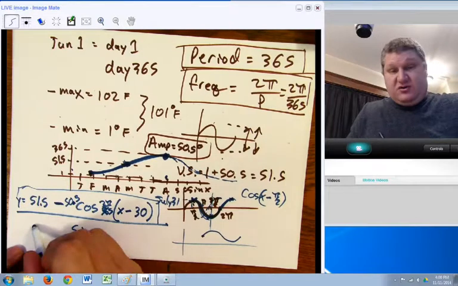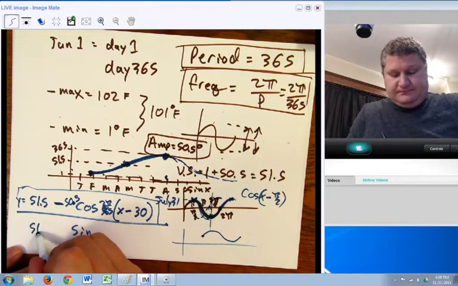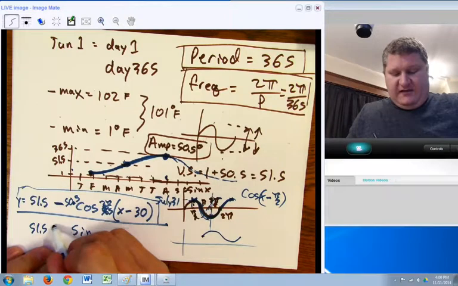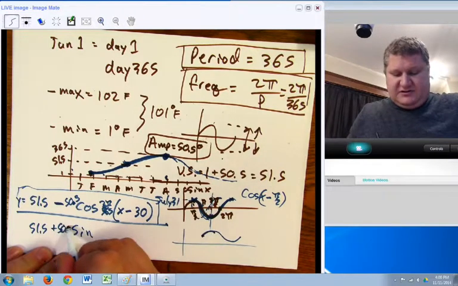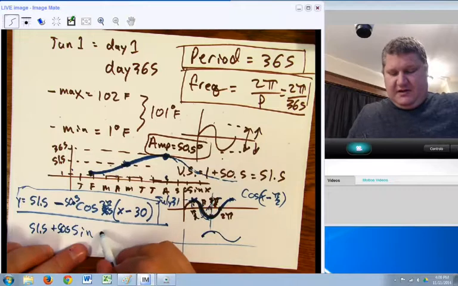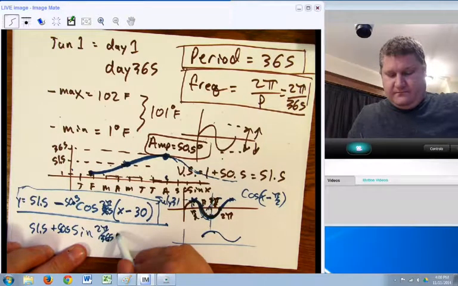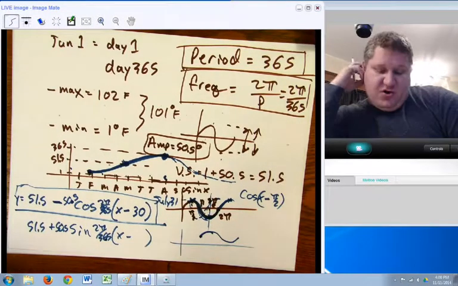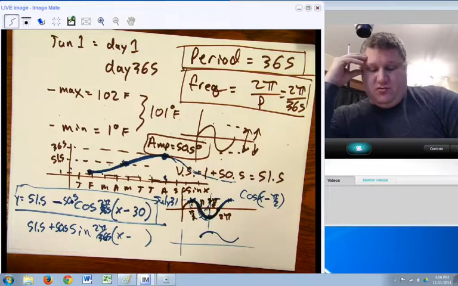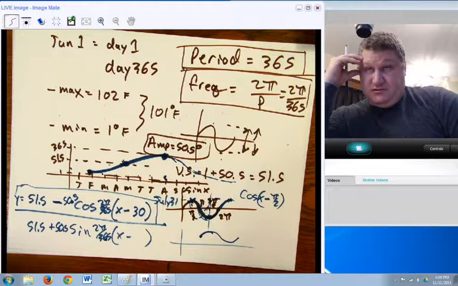My vertical shift doesn't change. It is plus now because we're starting in the middle going up. The amplitude doesn't change. The period doesn't change. And neither does the frequency. What changes is the horizontal shift. So I need to shift it over to April 31st. Does that even make sense? No, it'd be April 30th, so it'd be May 1st.